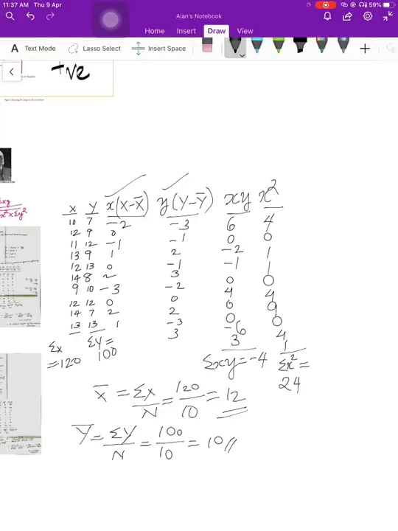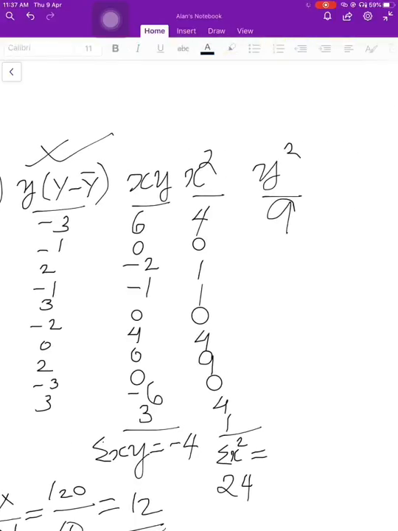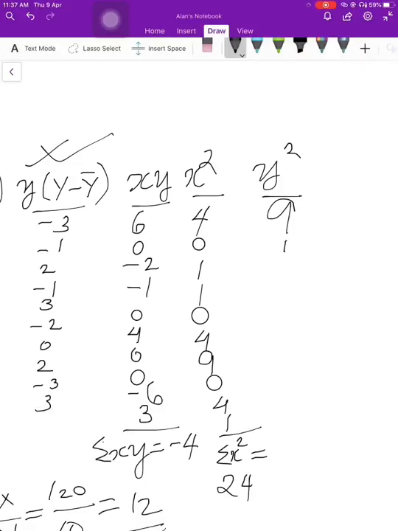Okay, so what is y square? Y square will be minus 3, the initial one, minus 3 into minus 3, that will be 9. Then again we have 1, then we have 4, 1, 9, 4, 0, 4, 9 and 9. So you're done with y square.